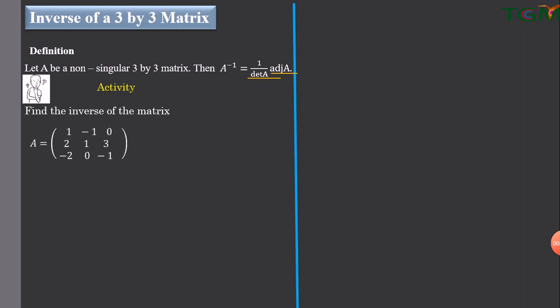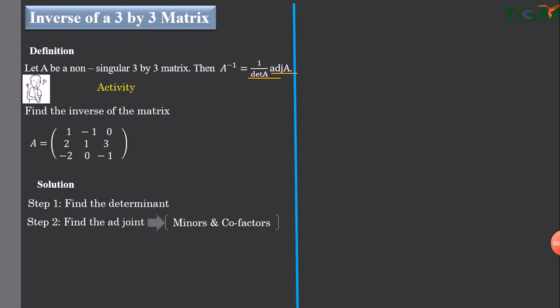Let's do this activity to find the inverse of this matrix. We have A with entries 1, negative 1, 0, 2, 1, 3, negative 2, 0, and negative 1. To find the inverse of this matrix, we need first to find the determinant, and secondly find the adjoint. By finding the adjoint, we have to first find the minors and the cofactors.